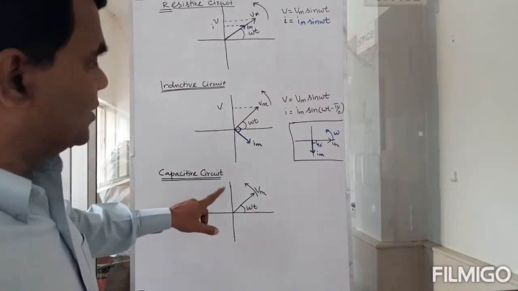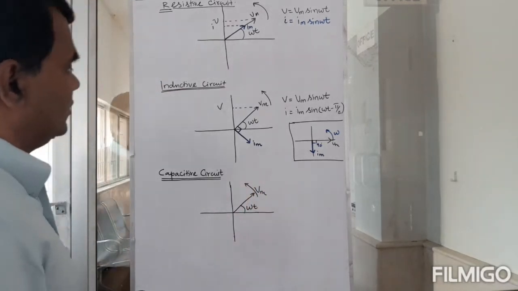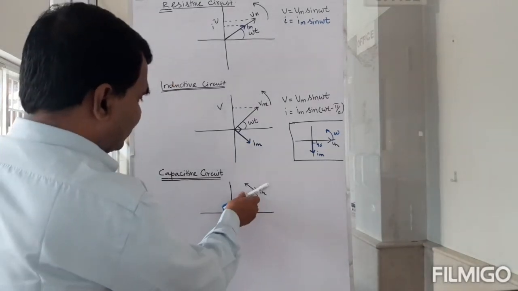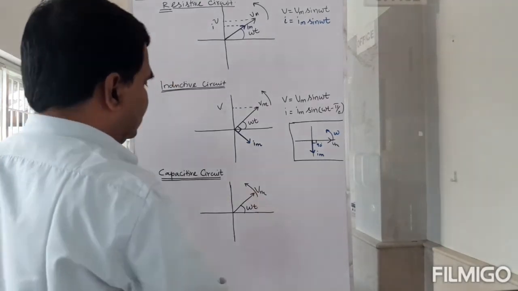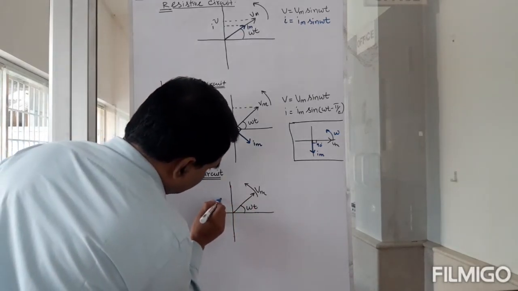But what about the current? The current must be leading the voltage, right? So it cannot follow this. It should have gone ahead of that. So the current would be somewhere here.